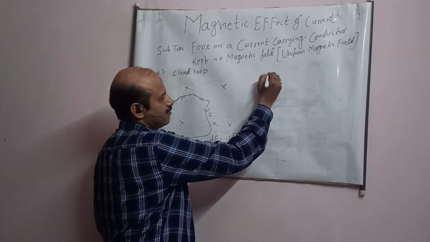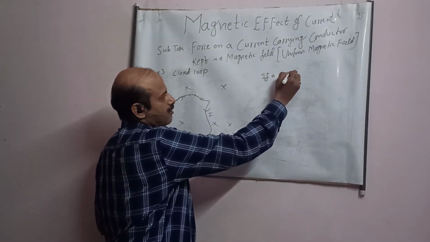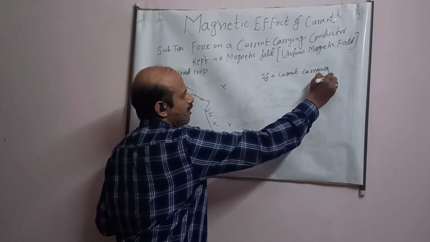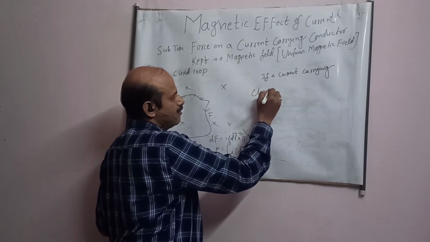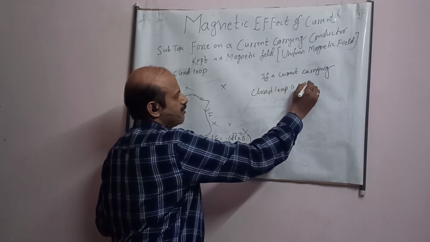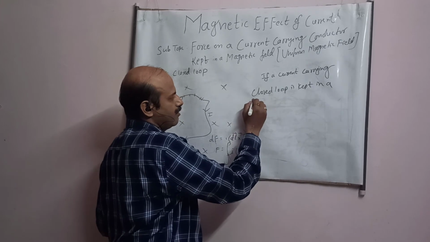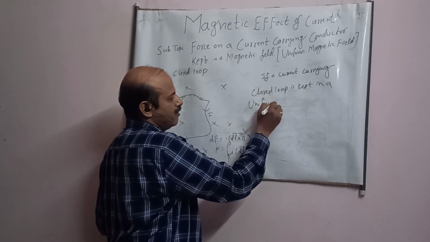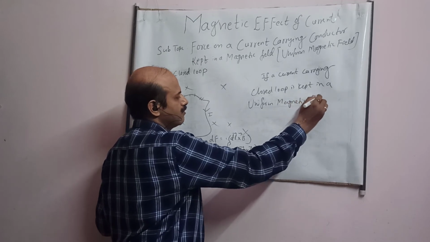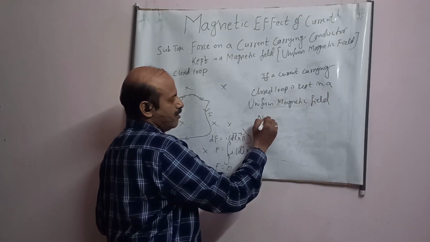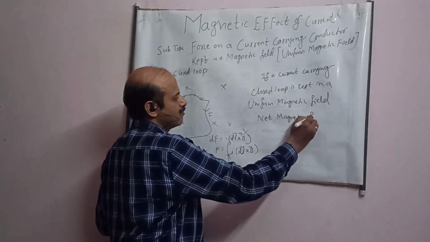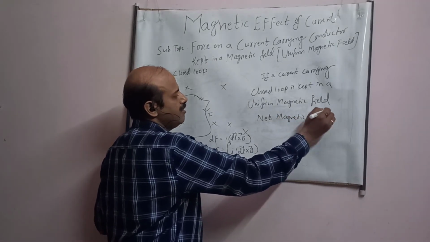If a current carrying closed loop is kept in a uniform magnetic field, net magnetic force will be 0.